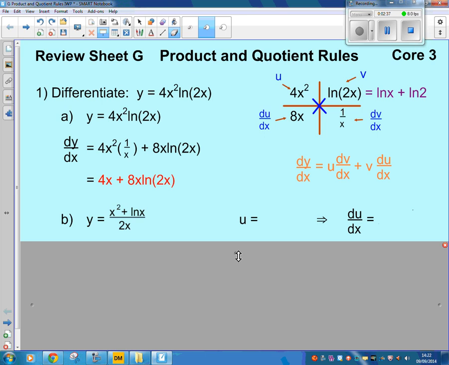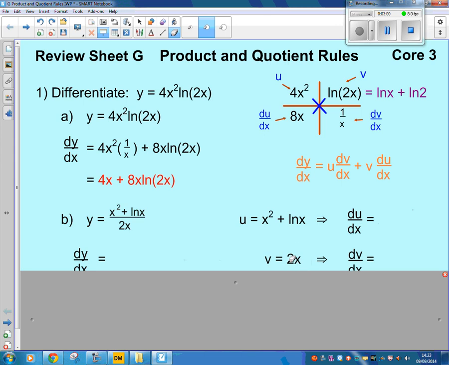The next one is a quotient rule. You'll notice that whereas here we were multiplying two things, here it's a division: x squared plus ln x divided by 2x. Now in this case, the u is always the numerator and the v is the denominator. So u is x squared plus ln x, and your v is equal to 2x. We differentiate each of them again. x squared goes to 2x, ln x goes to 1 over x, and 2x just goes to 2.